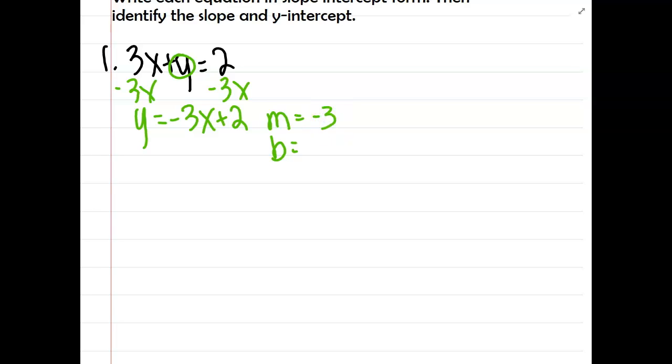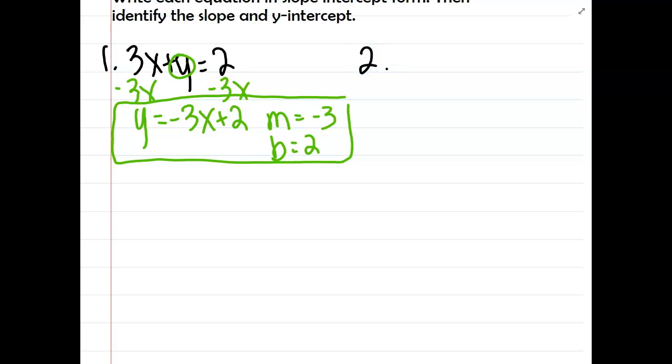Tomorrow when we get to graphing this one, you're going to see a line that slopes down pretty steeply. And then the b is going to be the other number that's not attached to a variable, so the y-intercept here is going to be 2. So that's what you're going to be doing on your homework today. Okay, number 2, 2x minus y equals 4.